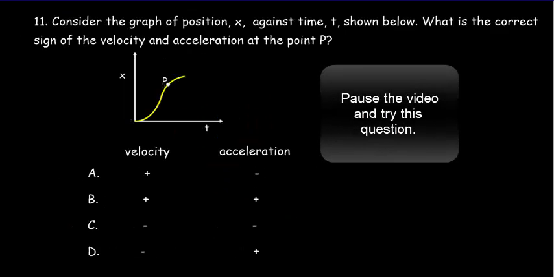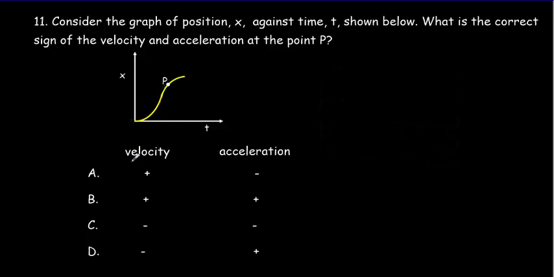Question 11, pause the video, try the question, come back for the answer. So velocity here is the slope on a position time graph, and we've generally got a positive slope throughout this curve. It's always heading upwards, so the velocity is positive.